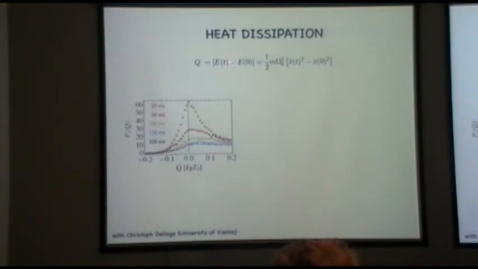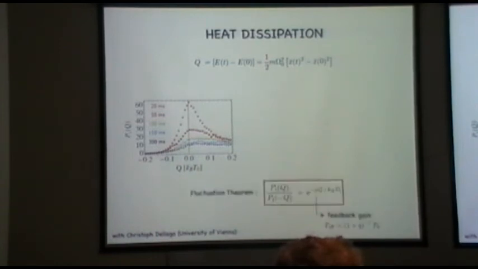Now, if we fix the time at a later stage, let's say 150 milliseconds, and do exactly the same thing 10,000 times, we let the particle go, and exactly 150 milliseconds later, we calculate the heat, we get a new distribution function, that's the blue one. Now you see how it's skewed to the positive side. So it is more likely that the particle is heated up and gives energy to the environment.